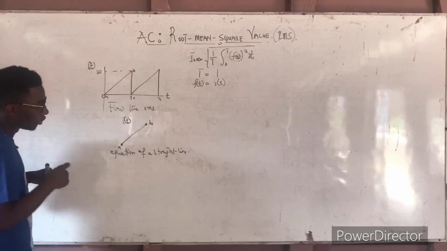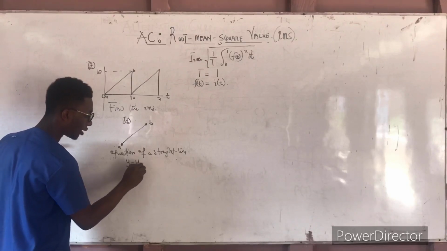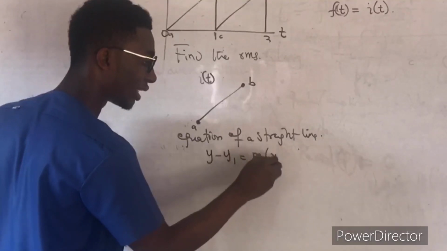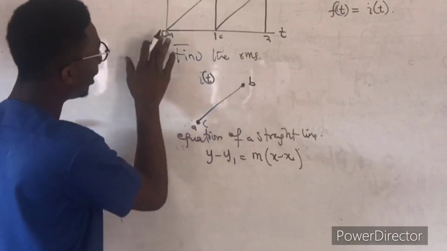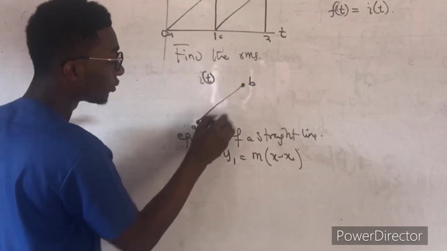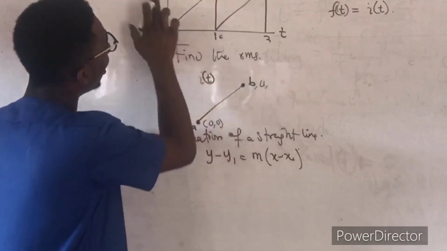Upon using the equation of a straight line, which states that y minus y1 equals the gradient times x minus x1. Now you realize that point A here is (0, 0), and point B here is (1, 10), the x value is 1 and the y value is 10.